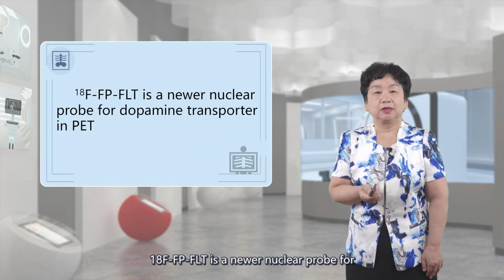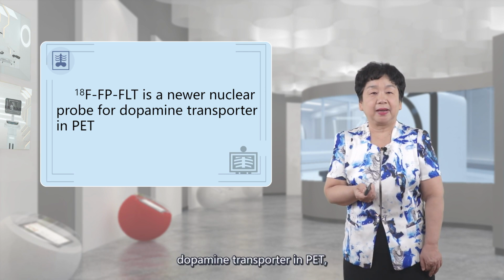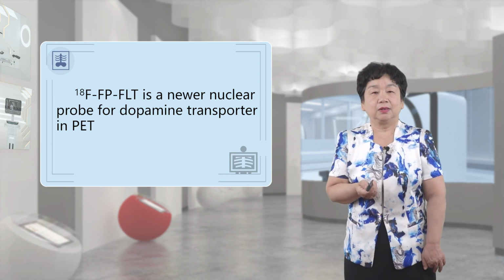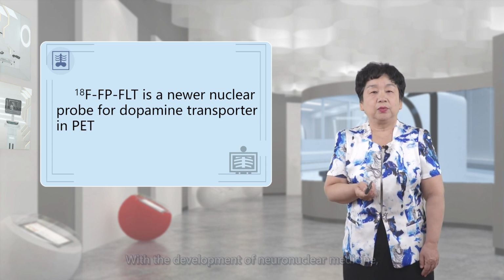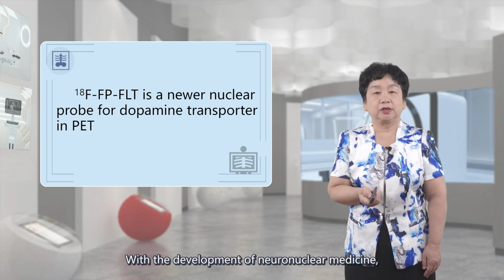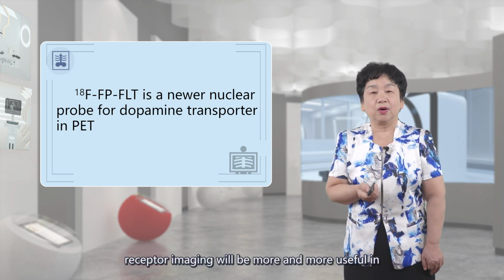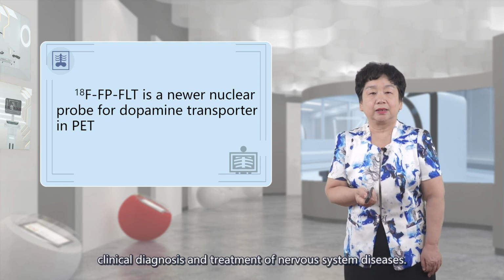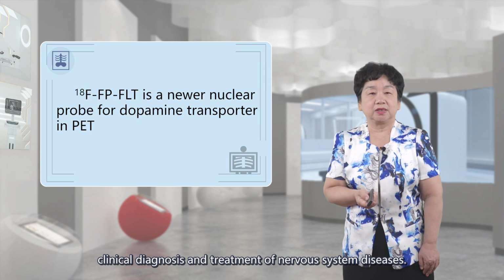F18-FPFLT is a neuronuclear probe for dopamine transporter detection, which shows the advantage of positron imaging. With the development of neuronuclear medicine, receptor imaging will be more and more useful in clinical diagnosis and treatment of nervous system disease.